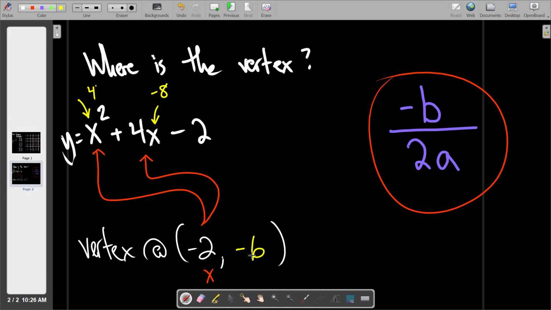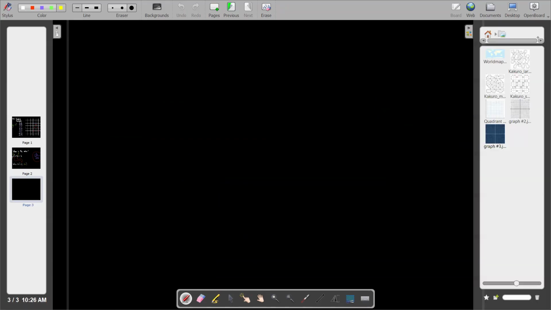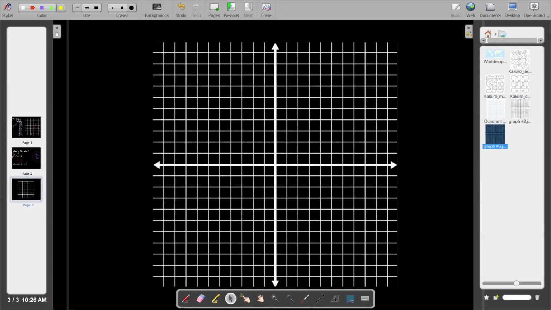Have I lost you? Then all she's going to do is go like this. She's going to go to the point -2, -6, and put a dot. And how is she going to find all the other dots?